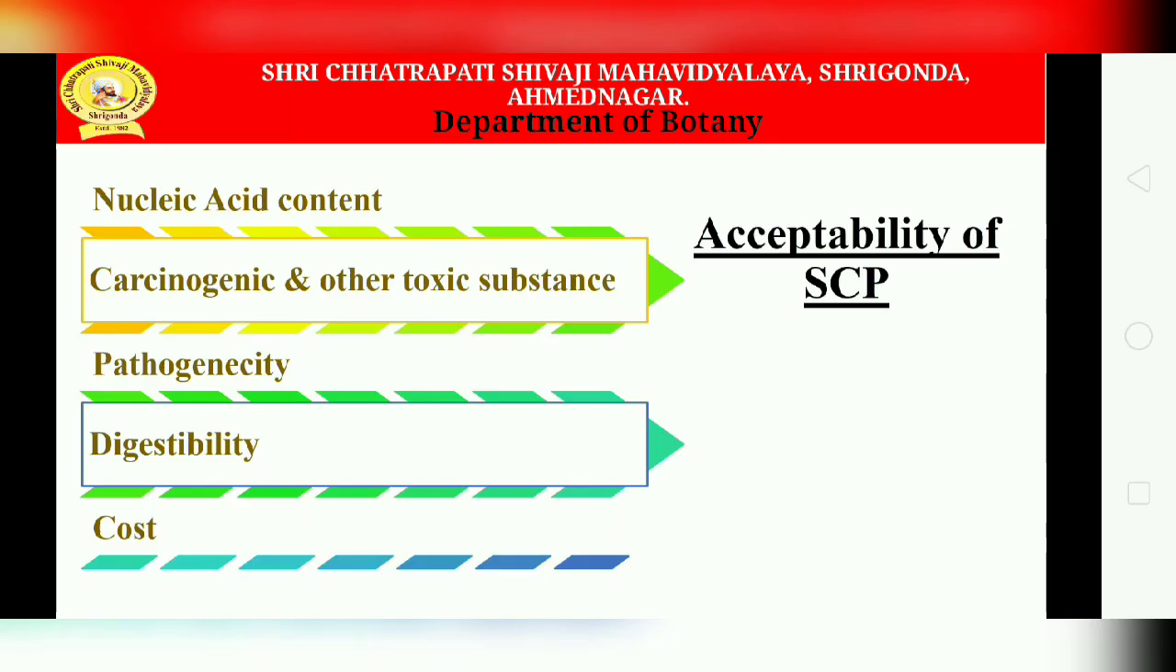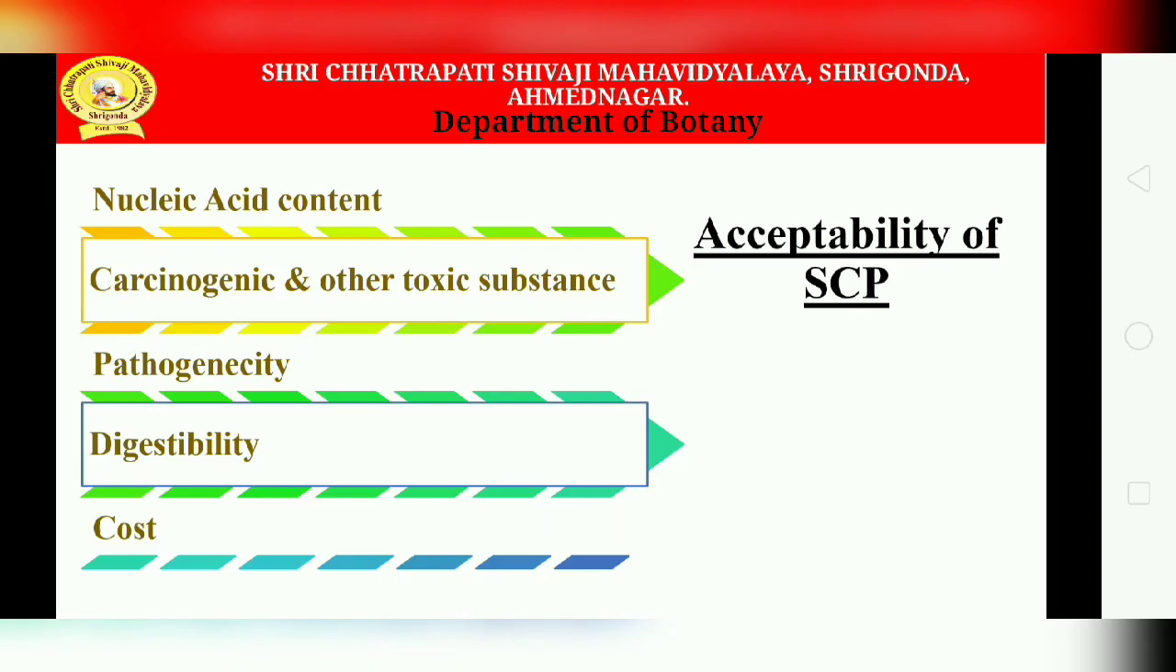Now is the acceptability of single cell protein. It is very difficult for the common person to make a habit of using this protein. First, there are the following limitations for single cell protein. The nucleic acid content is very high in microbes, for example 4 to 6% in algae, 10 to 15% in bacteria, and 5 to 10% in yeast. This is highly dangerous as humans have a limited capacity to degrade nucleic acid.